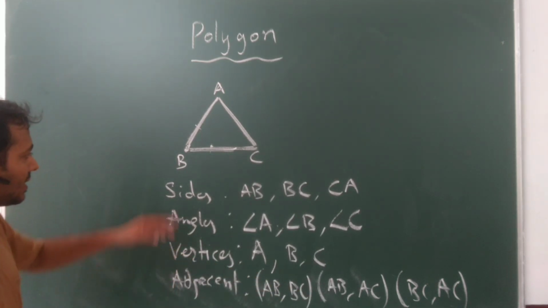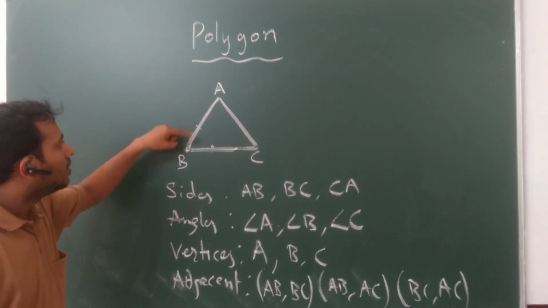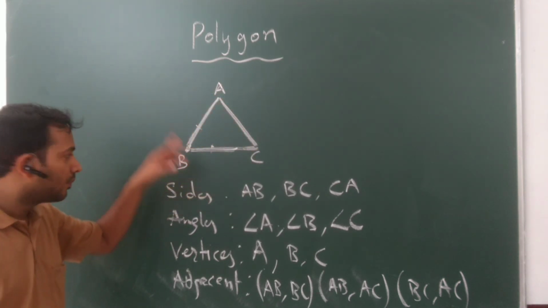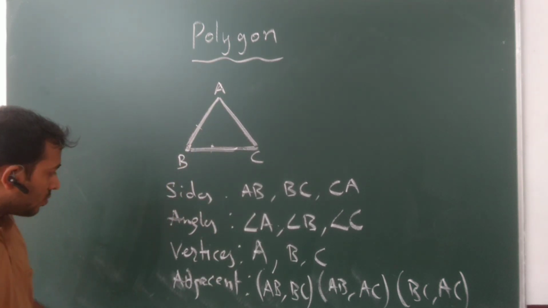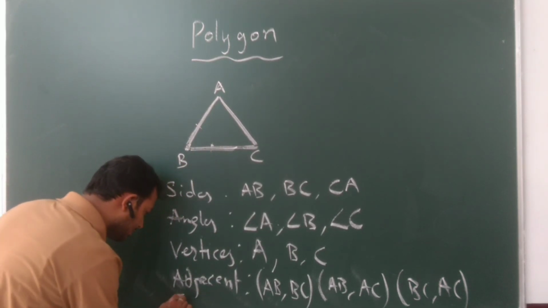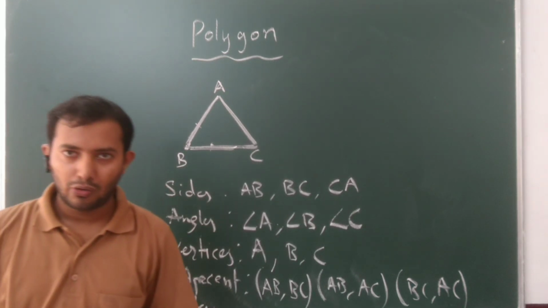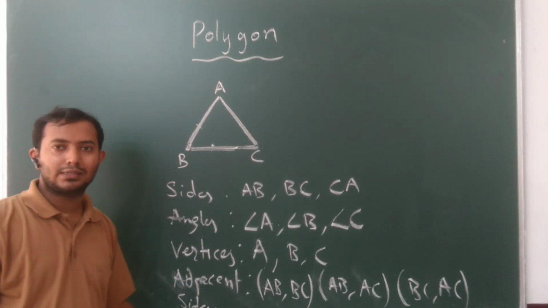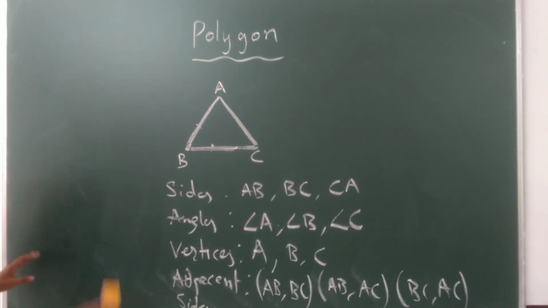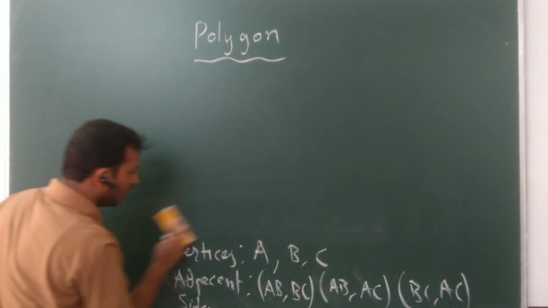Similarly, if you see the adjacent vertex, that means A and B are adjacent, A, C are adjacent, or B, C are adjacent. Okay. So adjacent side, you can take as adjacent angle also. So right now we go for diagonal, and then we're going to see your adjacent side for quadrilateral. So let's go for quadrilateral, and then we'll try to understand what a diagonal is.